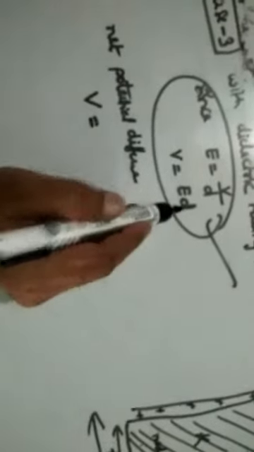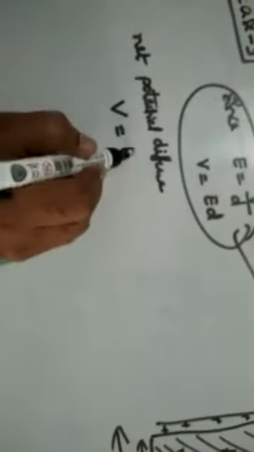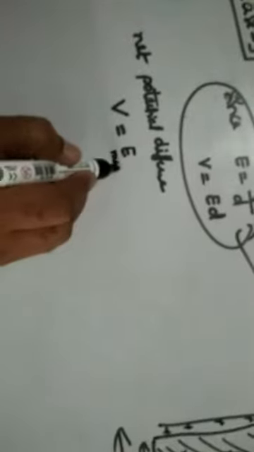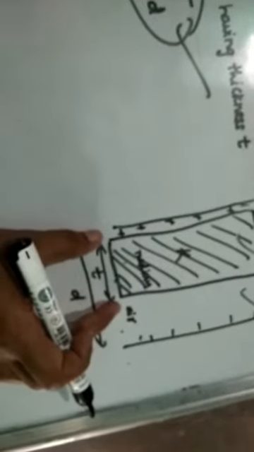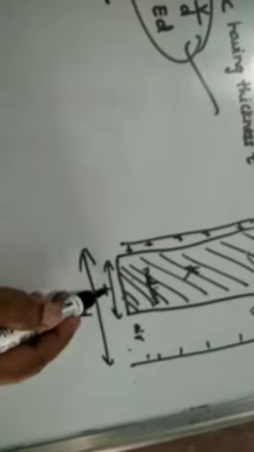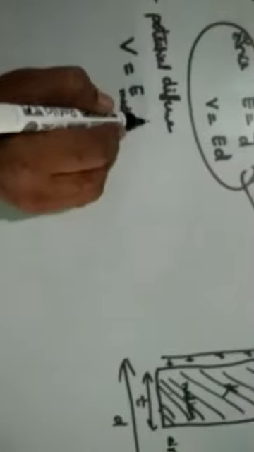So see, the net potential difference V is equal to, the same formula I am applying. E means the electric field with the dielectric medium, and the distance is nothing but the thickness only.